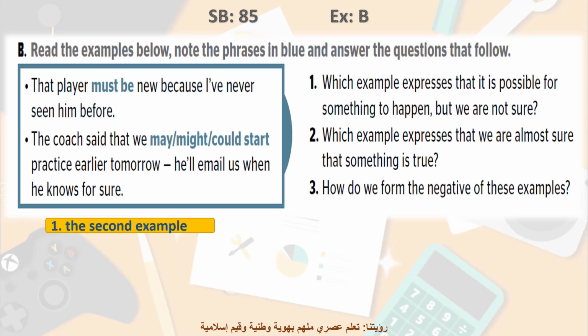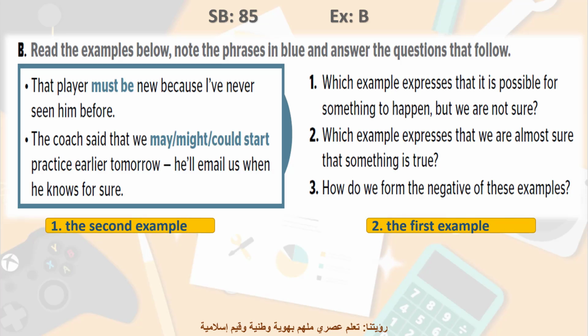Question number 1. Which example expresses that it's possible for someone or for something to happen, but we are not sure? Yes, what do you think? Yes, true, the second example. Okay, what about the second question? Which example expresses that we are almost sure, تقريبا متأكدين that something is true? Yes, it's the first example.